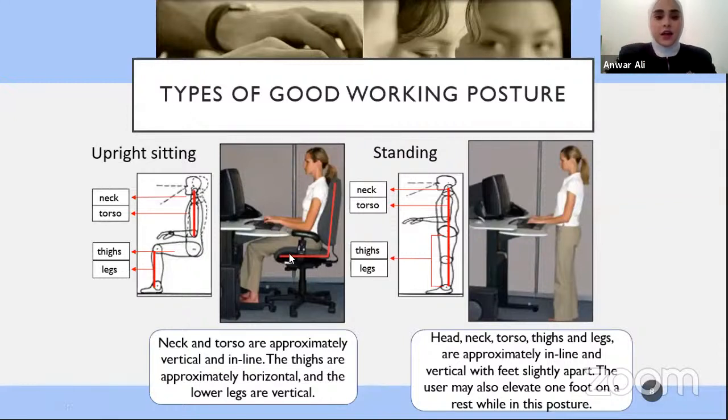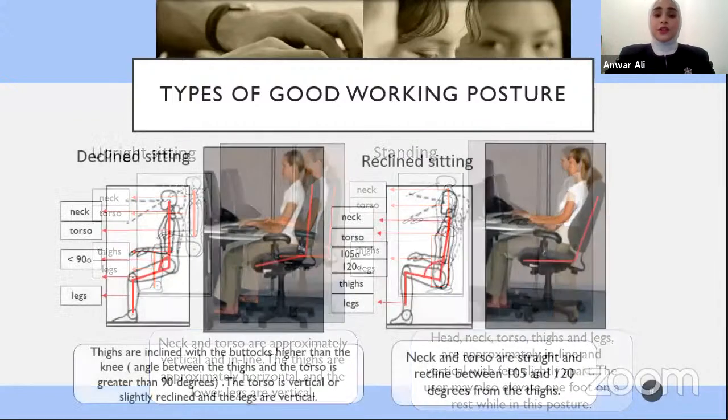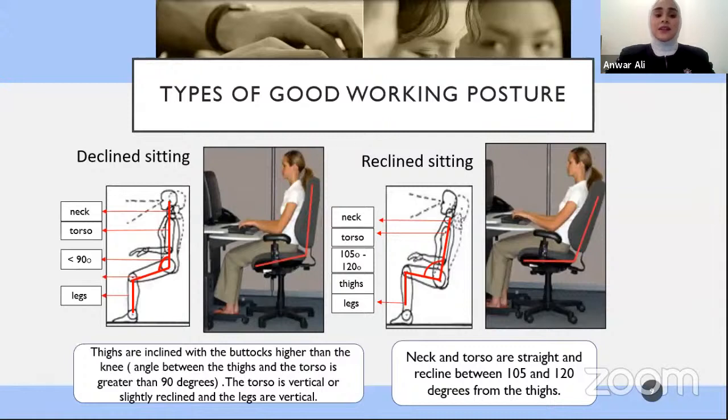We have the upright setting, as we can see from the first picture, in which your neck and torso are approximately vertical and in line, the thighs are approximately horizontal, and the lower legs are vertical. The standing position, in which your head, neck, torso, thighs, and legs are approximately in line and vertical with the feet slightly apart. The worker can rest by elevating one foot at a time. The third type of good working posture is the declined setting. As we can see from the illustrative picture, the thighs are inclined with the buttocks higher than the knees, in which the angle between the thighs and the torso is greater than 90 degrees, and the torso is still vertical and slightly reclined, and the legs remain vertical as well.